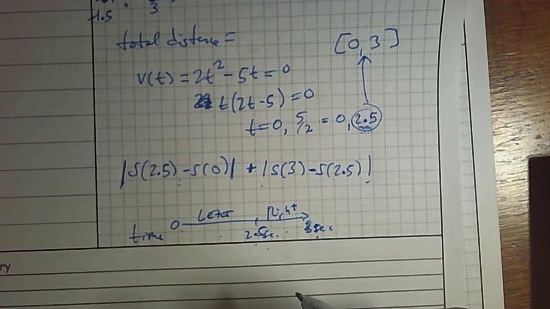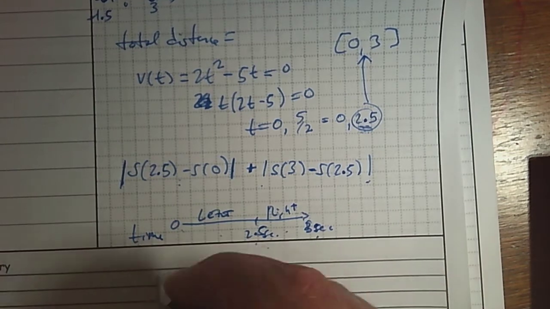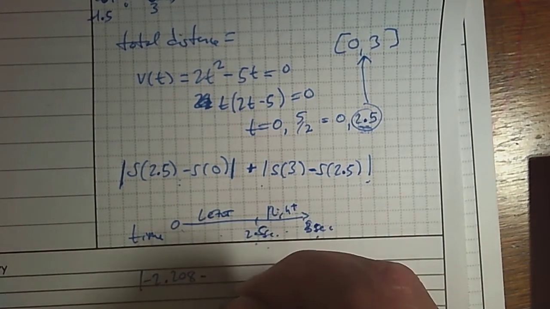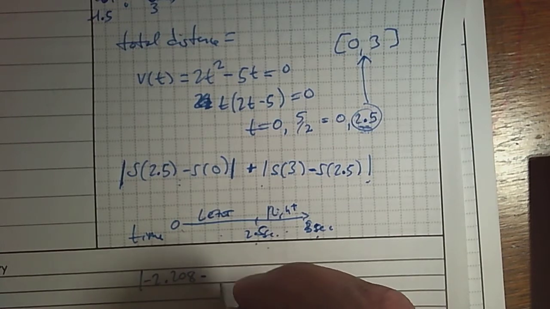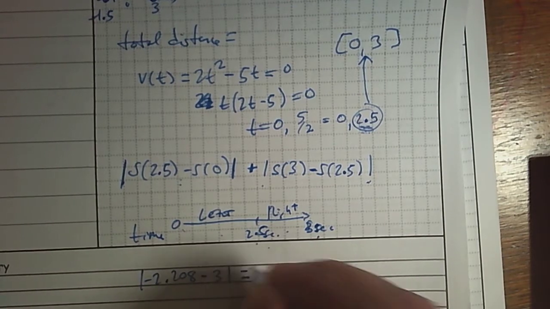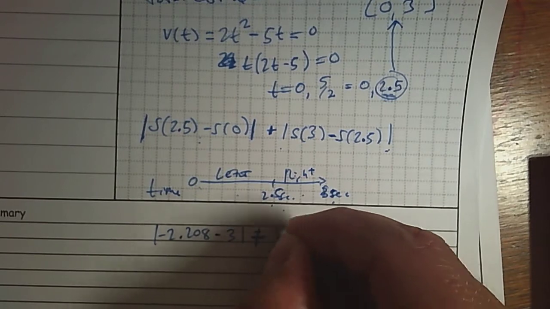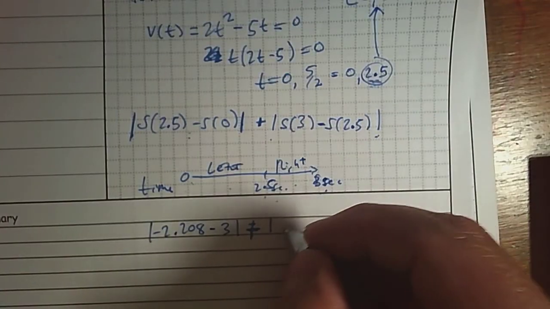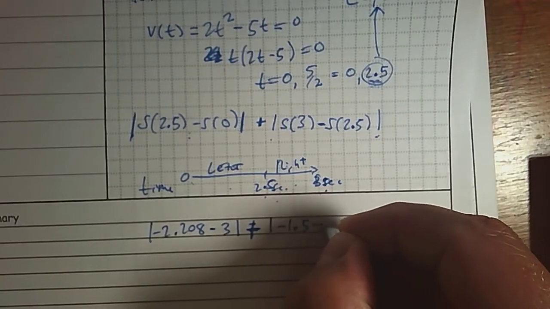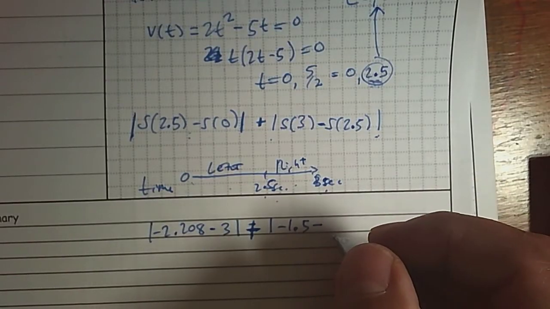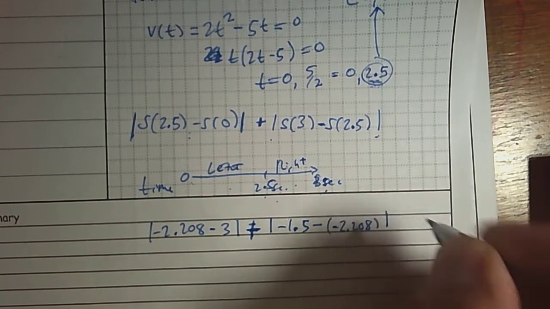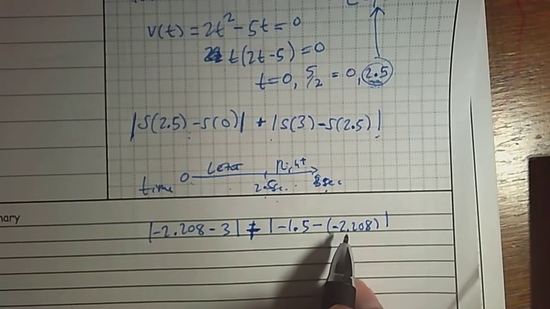That at 5 over 2.5, it's negative. So it's negative 2.208, subtract 3, plus, at 3, when you plug it in, you get negative 1.5, subtract negative 2.08, that's where that positive answer is going to come in.